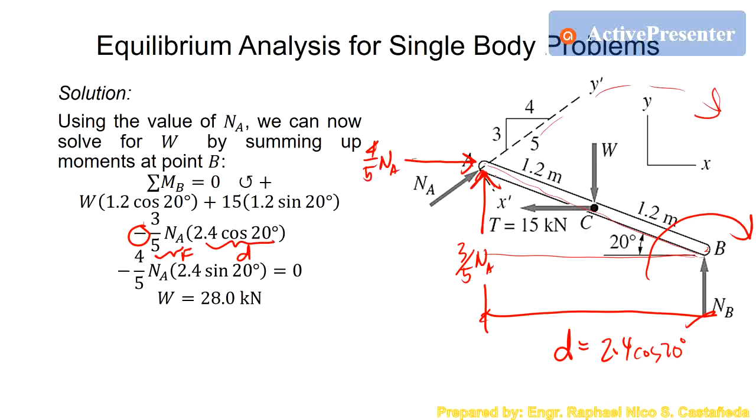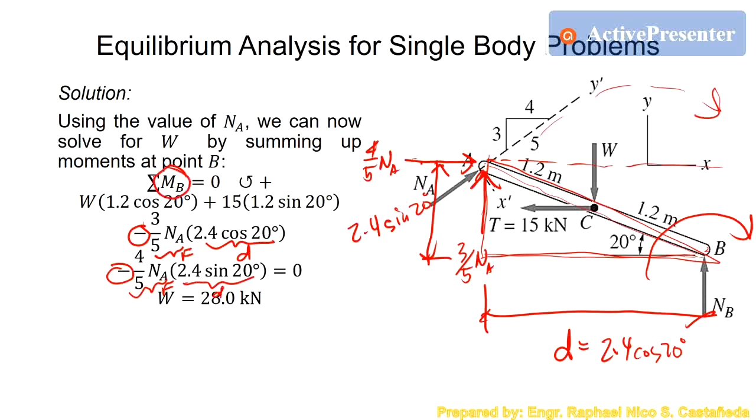The other one, 4/5 NA, is the same, which has a clockwise effect, but the distance is, actually this is the distance, which is this one. That is 2.4 sine 20, because if we look at this triangle right here, the height of the triangle is 2.4 sine 20. So negative because it is clockwise. The force is 4/5 NA and the distance is 2.4 sine 20. So we can apply that summation moment at B equals 0. So we will get a value of weight equals 28 kilonewtons.